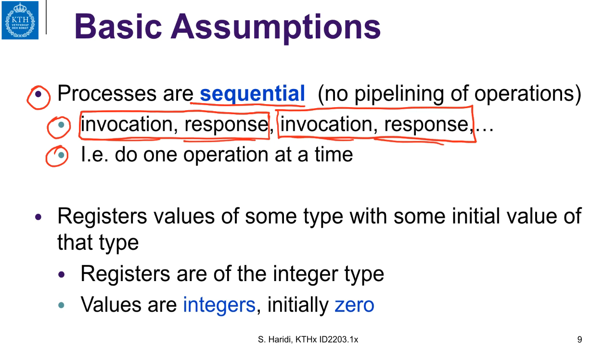The other thing we are assuming is that register values are of some type with some initial value. For example, registers could be of integer type, and these registers are initialized, for example, to some initial value, which is in this case 0.